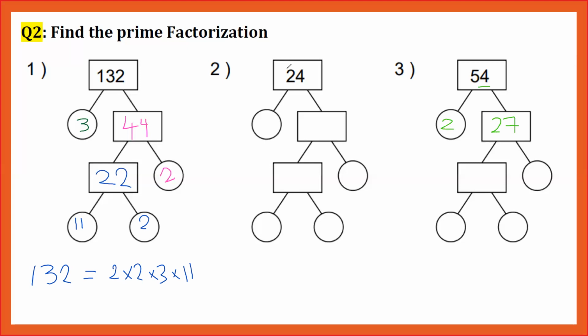Now give me two factors that, when you multiply them, you get 27. 3 and 9, bravo. And then for 9, two factors, you get 3 and 3. Bravo. So 54 now is 2 times 3 times 3 times 3. Thank you so much, Mariam. Good job.